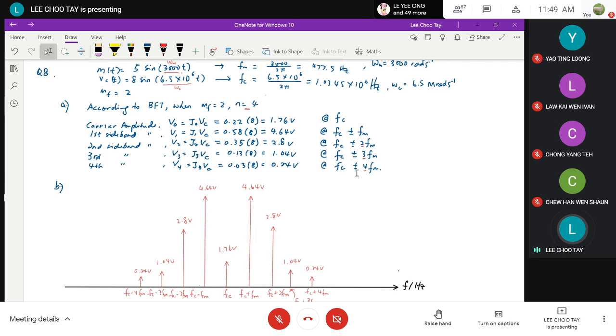Of course, I know a lot of you will prefer to write it this way: FC, FC plus FM, FC minus FM. However, in the answers, I'm going to look for these two values of FC and FM. So if you want to plot this way, make sure you state what FC is and what FM is. If you don't state them, then you have to put the values down here.